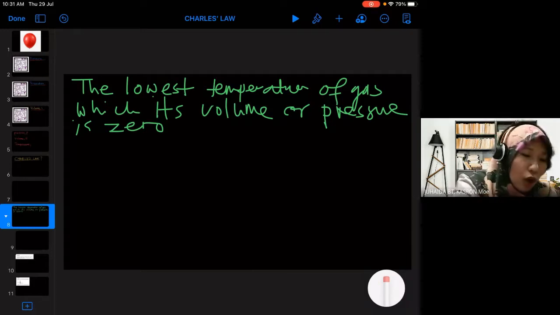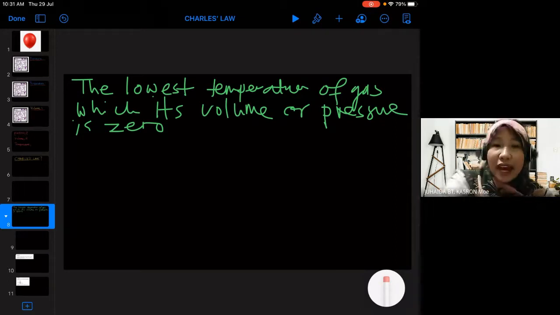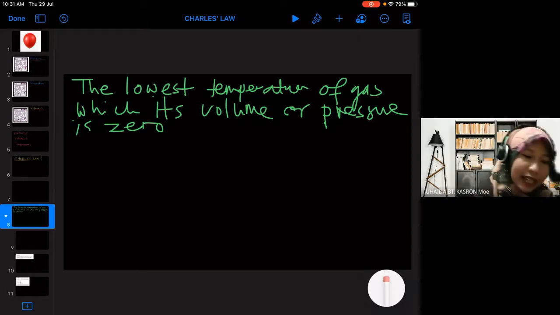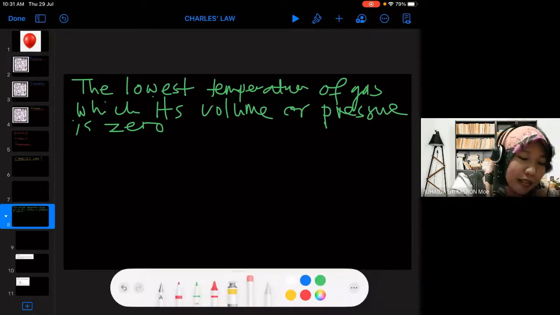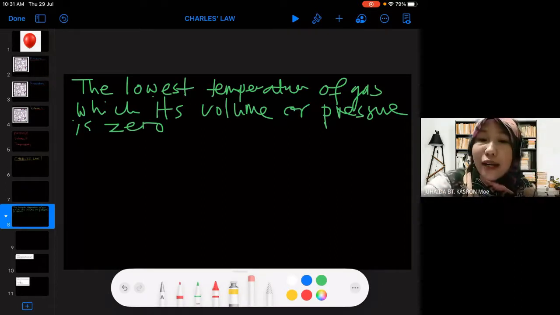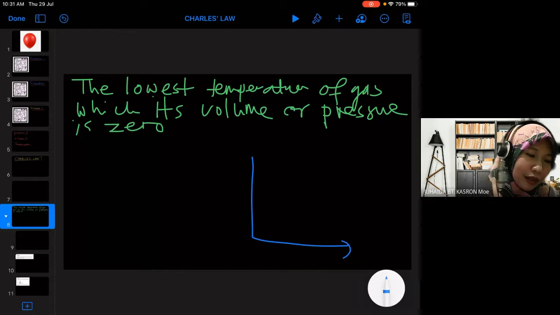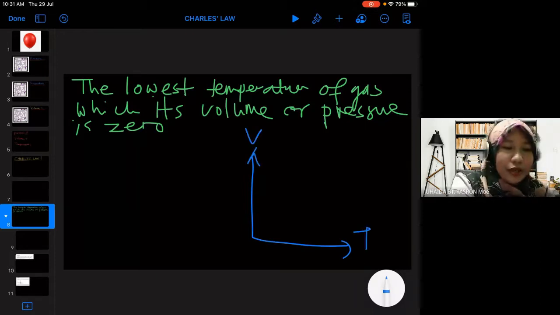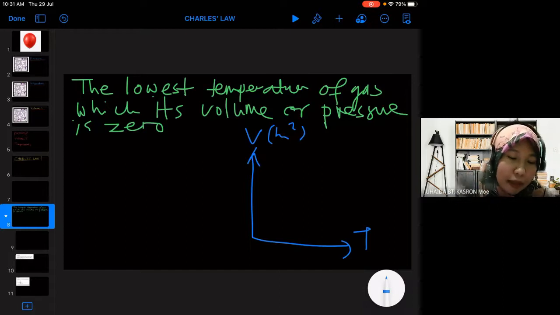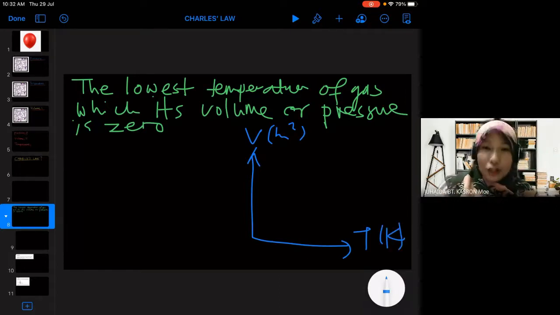So just now Charles' law stated that the volume is directly proportional to the temperature, right? So if we plot the graph, it will be directly proportional. Okay, so this is the volume, this is the temperature. The volume might be in meter cube and the temperature will be in Kelvin. So from Charles' law, it states that it will become directly proportional. So what happened to the graph?